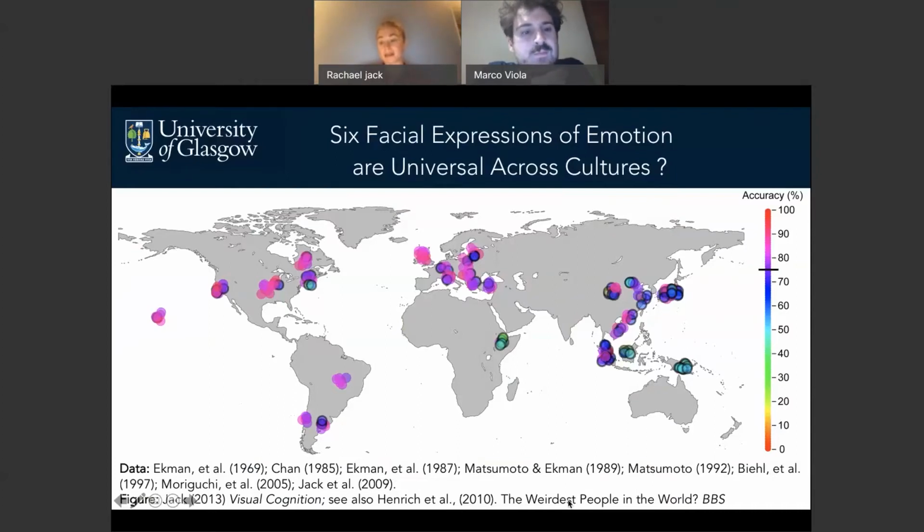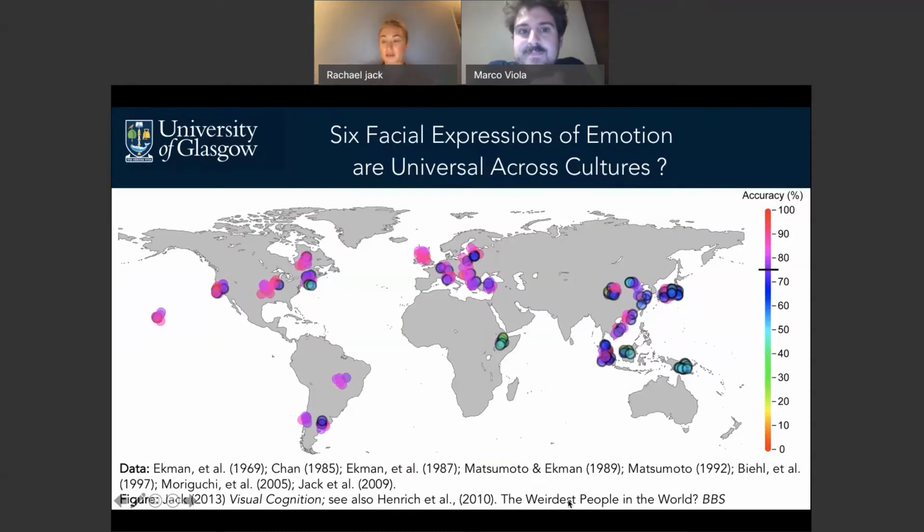Now you might ask, well, why did they then report universal recognition? And the answer is very simple: they used a rather liberal threshold. The standard at the time was to use above chance performance. Now, above chance performance can be a useful threshold. If it's above chance performance, there's definitely something going on.